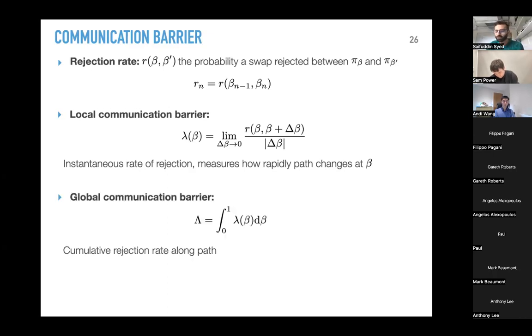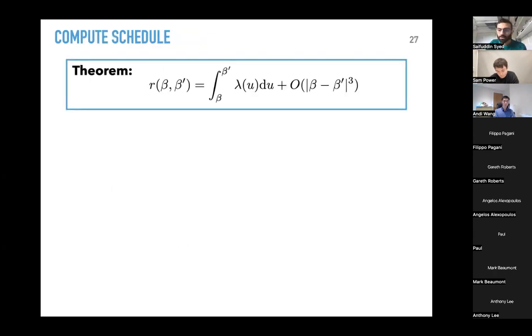So the global communication barrier turns out to be the integral of this local communication barrier. You can interpret it as the cumulative rejection along the path. And we're going to see that this in some sense measures the total efficiency of the problem itself. Up until now, I haven't really told you how to compute this thing. It's just an abstract idea that we know measures the efficiency of our problem.